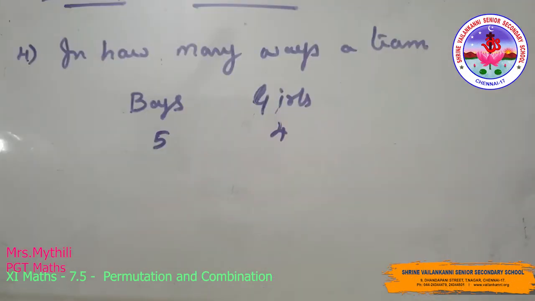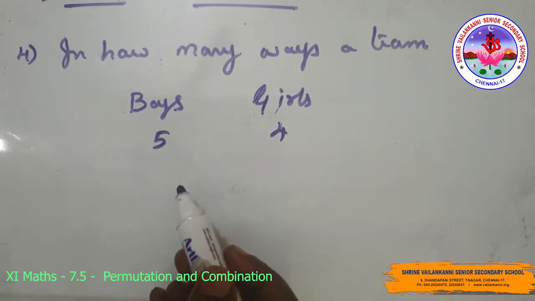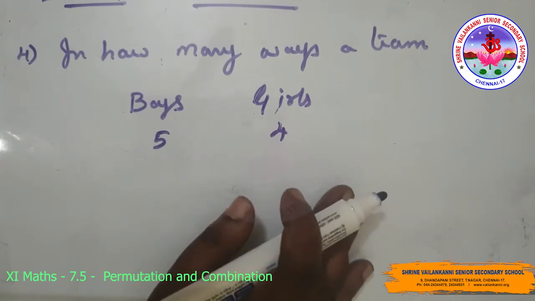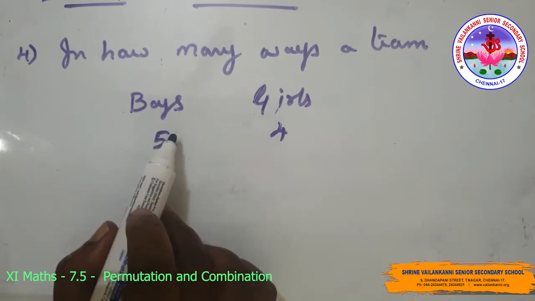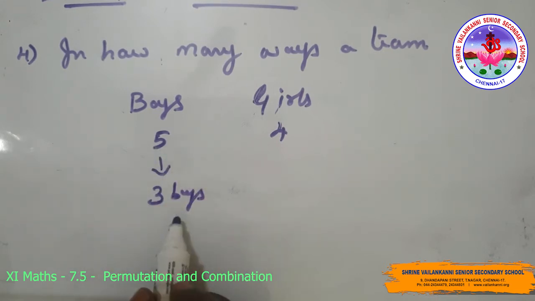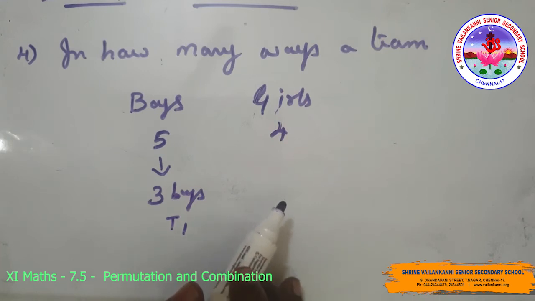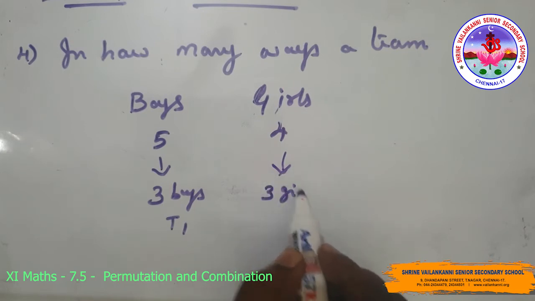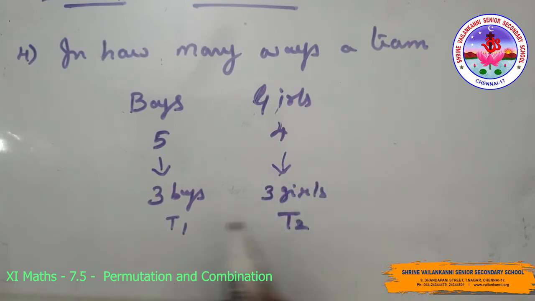Fourth question. In how many ways can a team of three boys and three girls be selected from five boys and four girls? So we have a total number of boys 5 and a total number of girls 4. In which we have to select a team of 3 boys from 5 boys, team 1, and we have to select 3 girls from 4 girls, which is team 2.